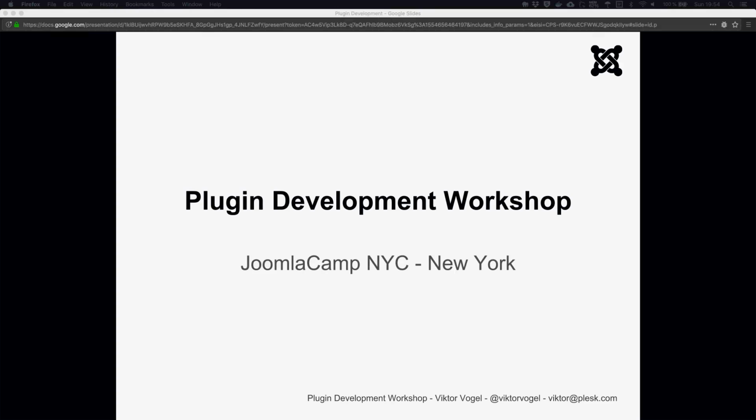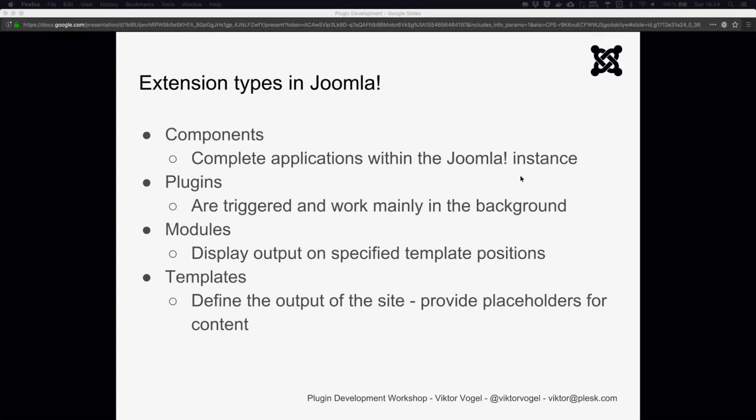So guys, most of you know what extension types we have in the core, so just a small rephrase. As you know, we have the components. They are complete applications within Joomla. If you're writing articles, you know we have the content component. It's its own application within Joomla, with its own view and its own administration overview. It has a controller, a model. So everything is, so to say, a small complete application.